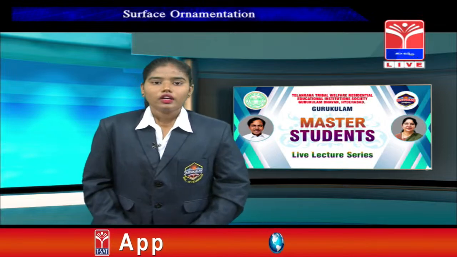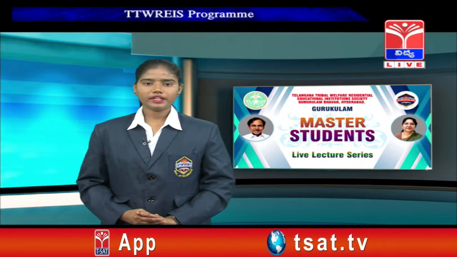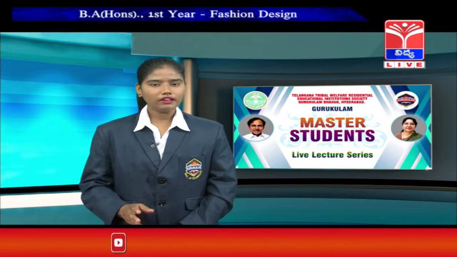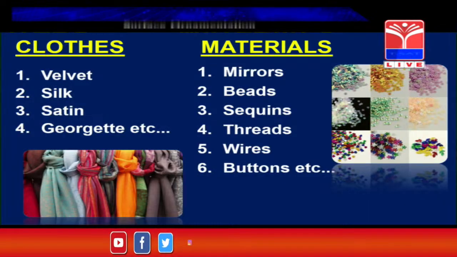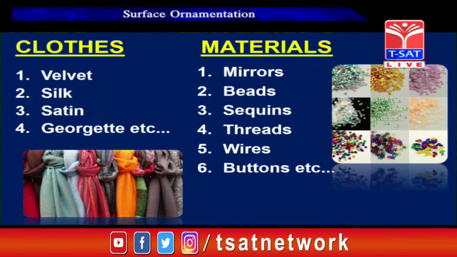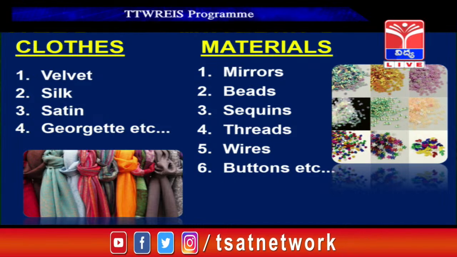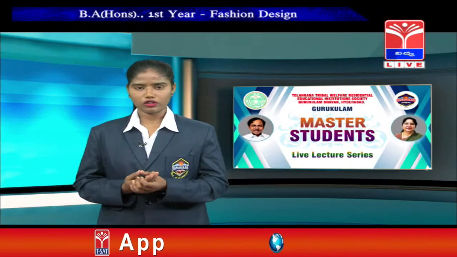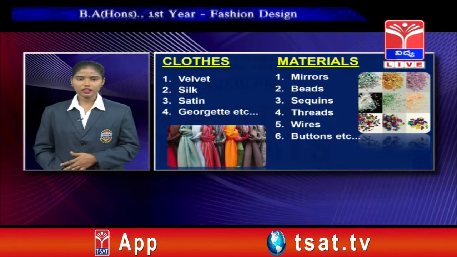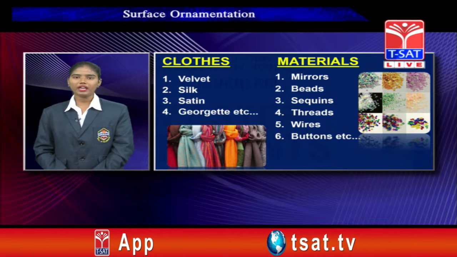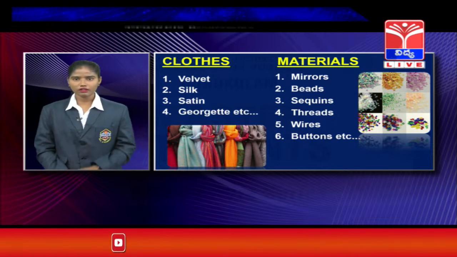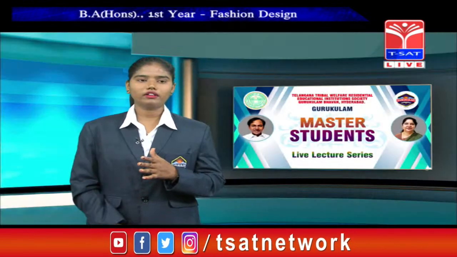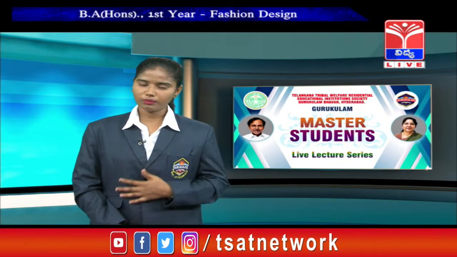In surface ornamentation, we are using different types of cloths. For example, velvet, silk, satin, georgette. Not only these, but we are using cotton, chiffon, organza. These are many different cloths which we are using for surface ornamentation. But velvet, silk, satin and georgette are the main cloths, because they are very rich in looking and they are very great to wear on the body.